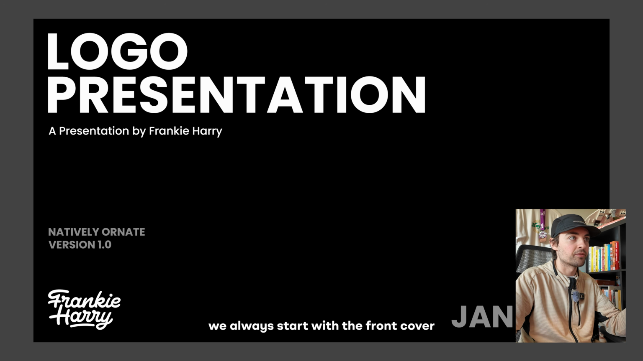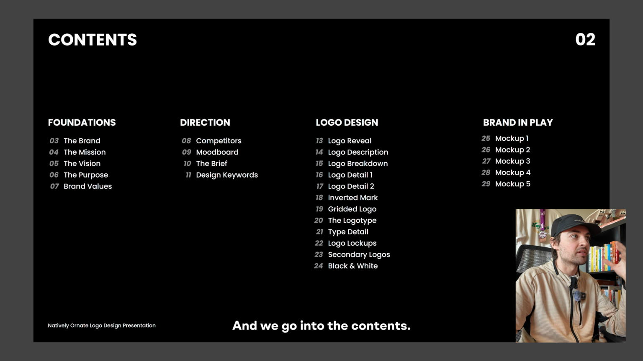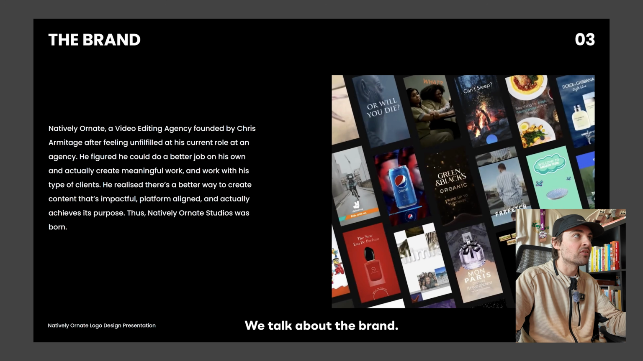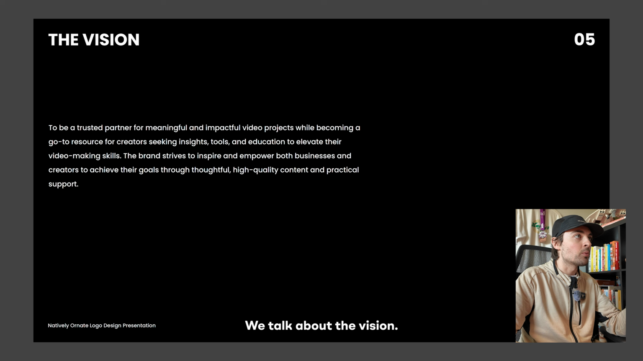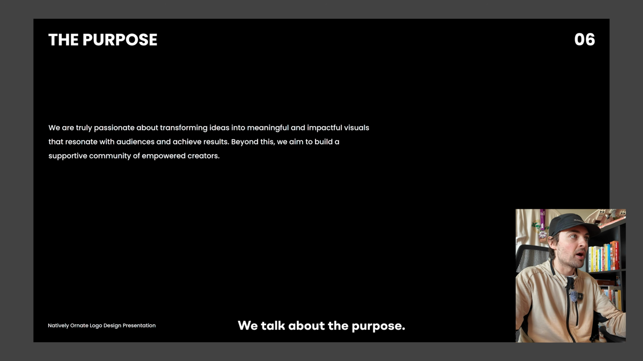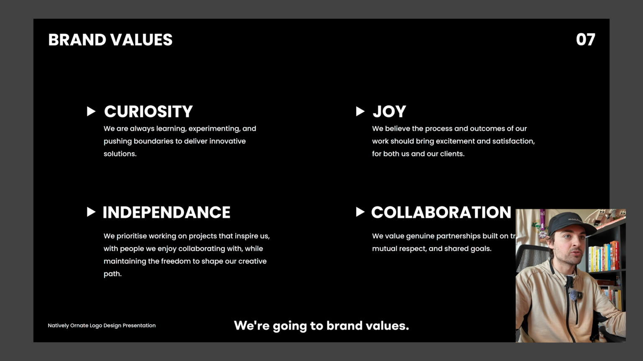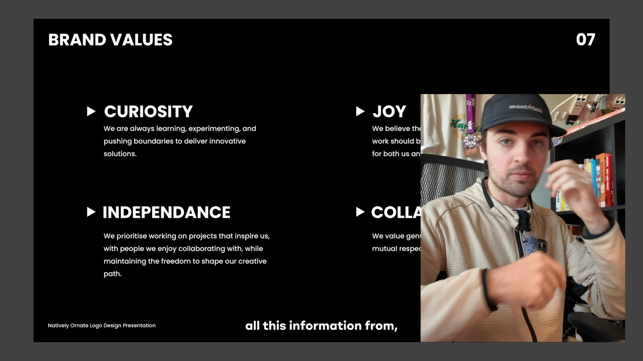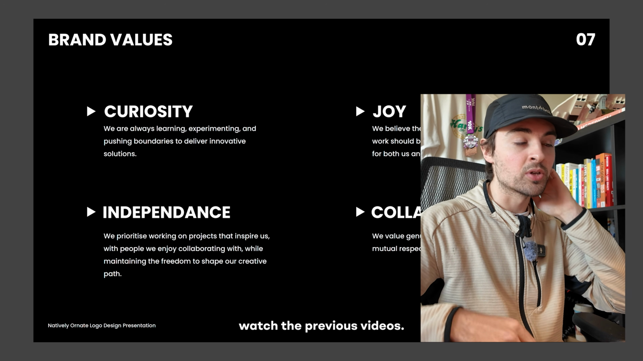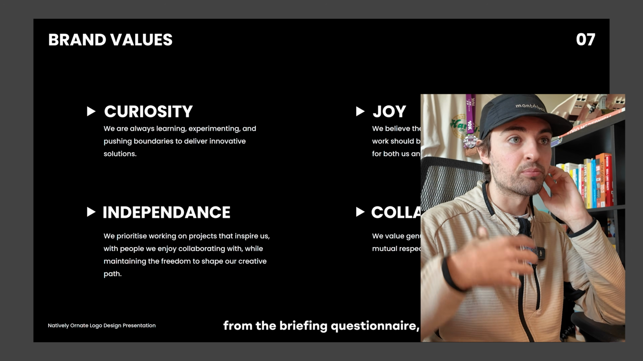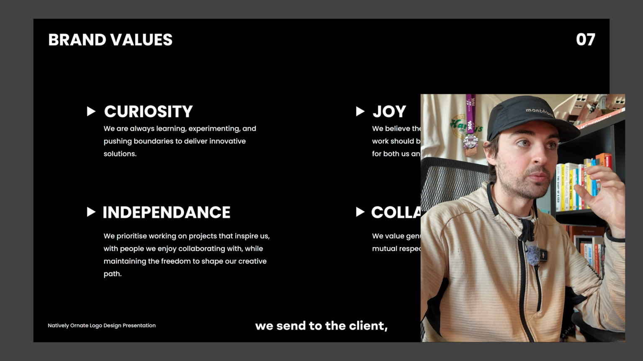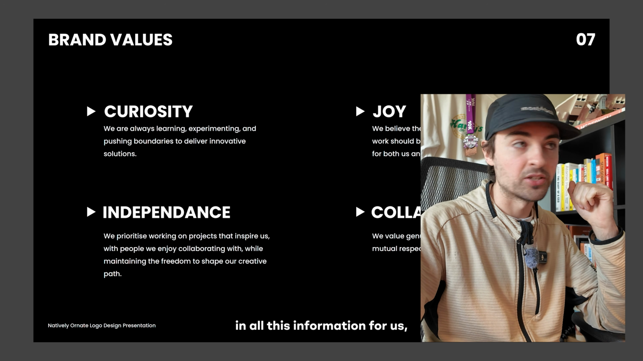As you can see, we always start with the front cover like this. Then we go into the contents. We talk about what's coming up in the presentation. We talk about the brand, the mission, the vision, the purpose. We go into brand values. Now, if you're confused of where we got all this information from, watch the previous videos. We get all this information from the briefing questionnaire we send to the client, and they fill in all this information for us.